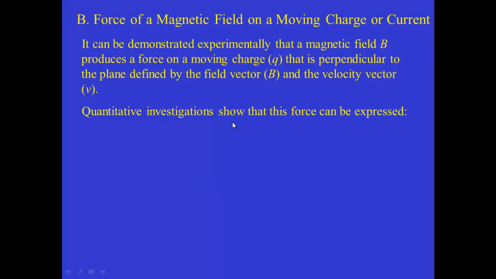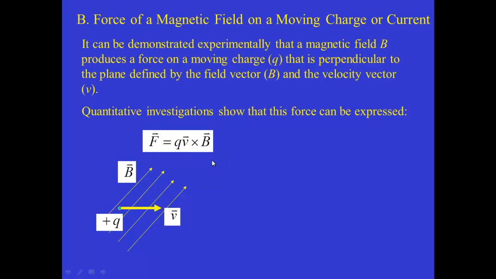Quantitative investigations that were done in the early 1800s showed that there's a nice compact mathematical way to express the force that a magnetic field exerts on a moving charge. So we've got the v vector here, and then the B vector indicated by the parallel yellow lines. And if this is a plus q charge, then the force is given by this expression qv cross B.